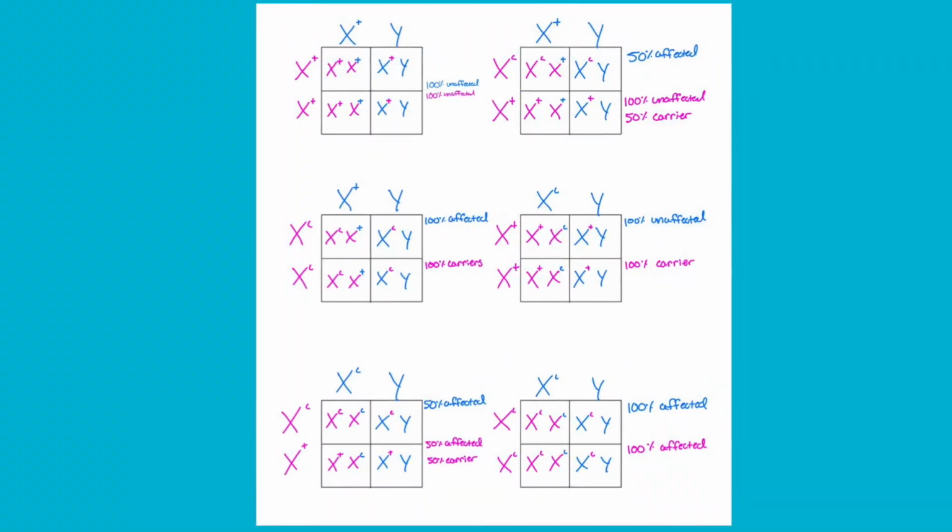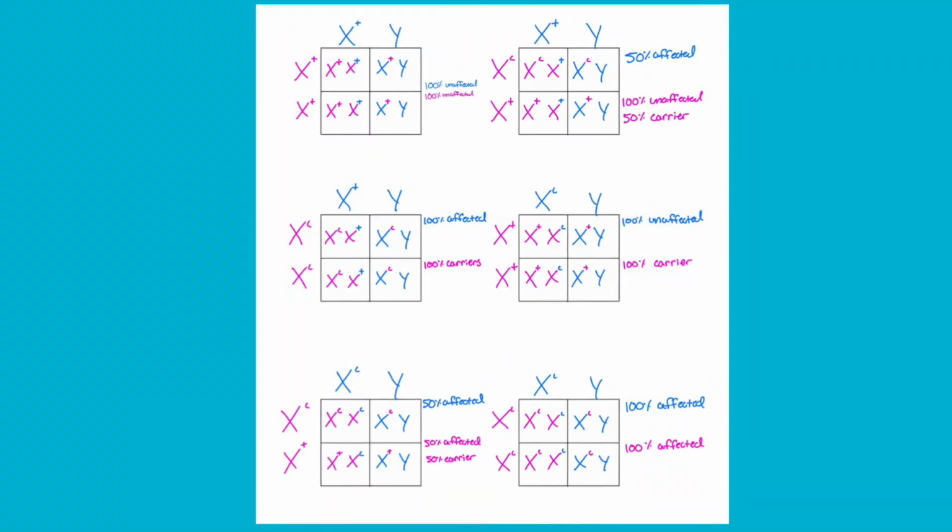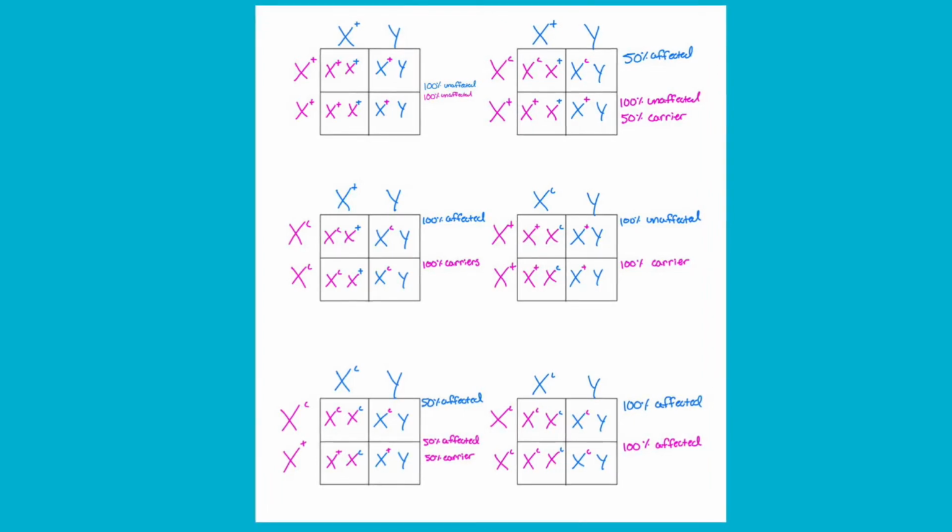Looking at these Punnett squares, one can estimate whether or not their offspring will be affected, non-affected, or carriers if they know their own genotypes.